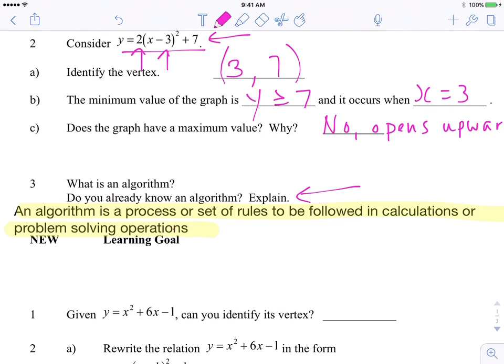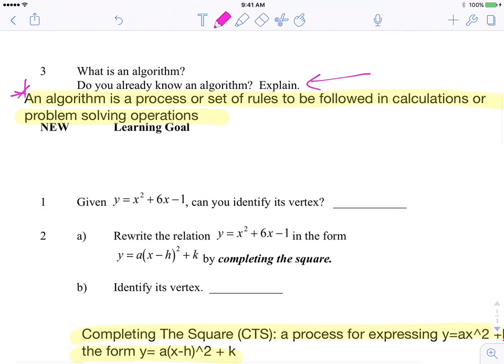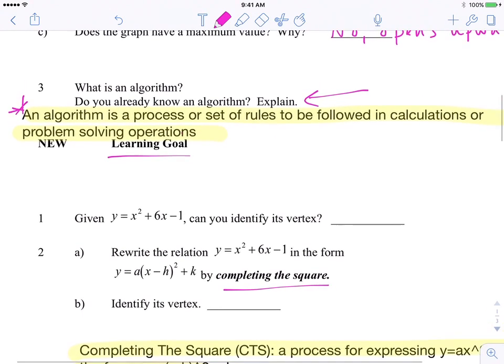The proper definition is highlighted in yellow here. You'll see that an algorithm is a process or a set of rules to be followed in calculations or problem-solving operations. So in this case, we're going to be following a set of rules to work with our learning goal, which is completing the square. And I'll explain that momentarily.